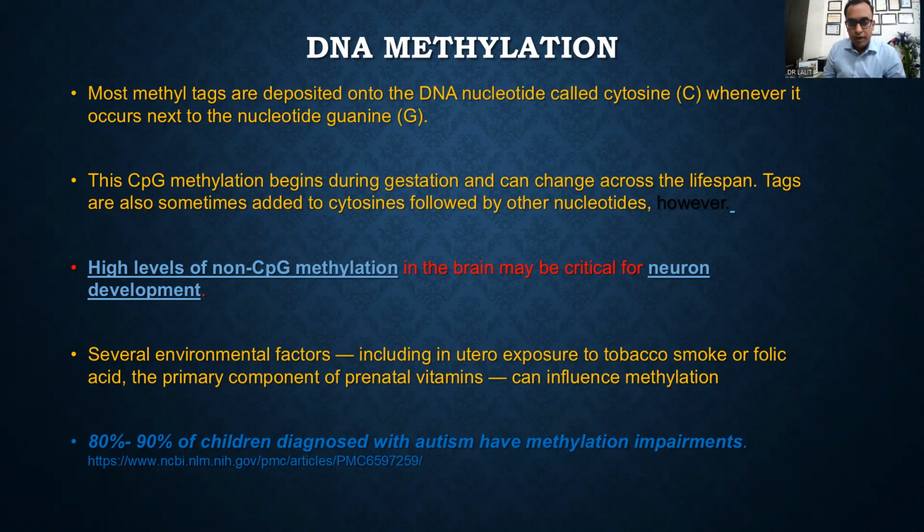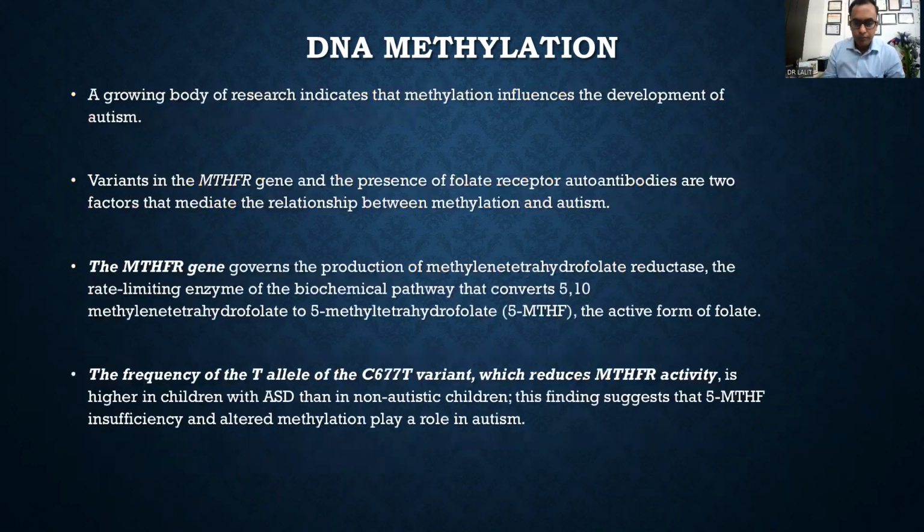Several environmental factors, including in utero exposure to tobacco, folic acid, and prenatal vitamins, play an important role in methylation. And 80 to 90% of children diagnosed with autism have methylation impairments, irrespective of whether the binding is to a more severe abnormality of the structure or less, or maybe close to the cytosine. But it is very clear that in 80 to 90% of children with ASD, the binding of the methyl group is not happening at the cytosine.